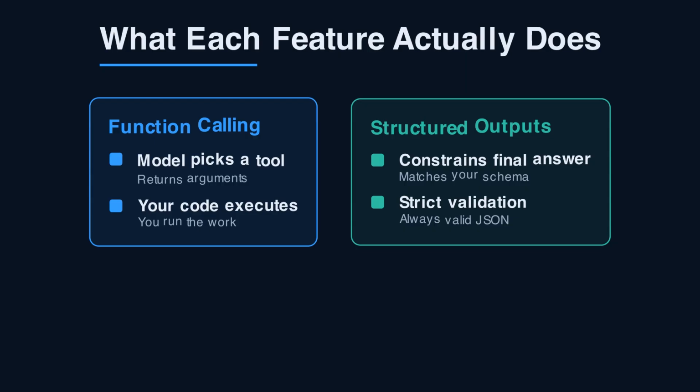Structured outputs is different. It constrains the model's final answer to a JSON schema you supply, with strict mode guaranteeing the output validates against that schema every time. It's about the shape of the response, not about doing work. The key insight: these are orthogonal. You often use both in the same request, and the strict schema enforcement now applies to function arguments too.